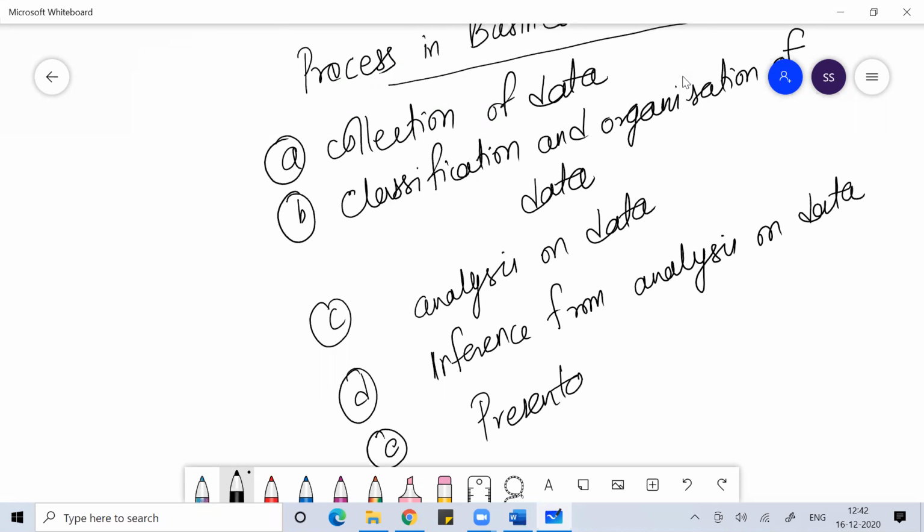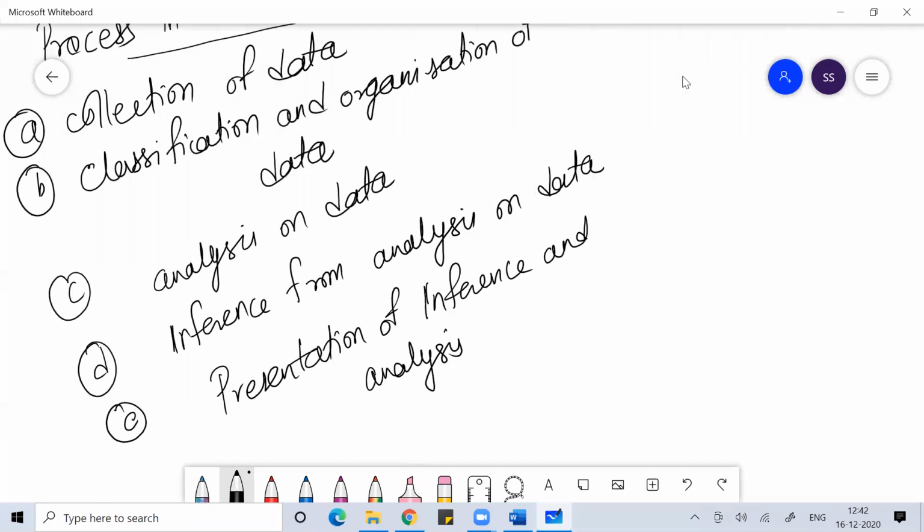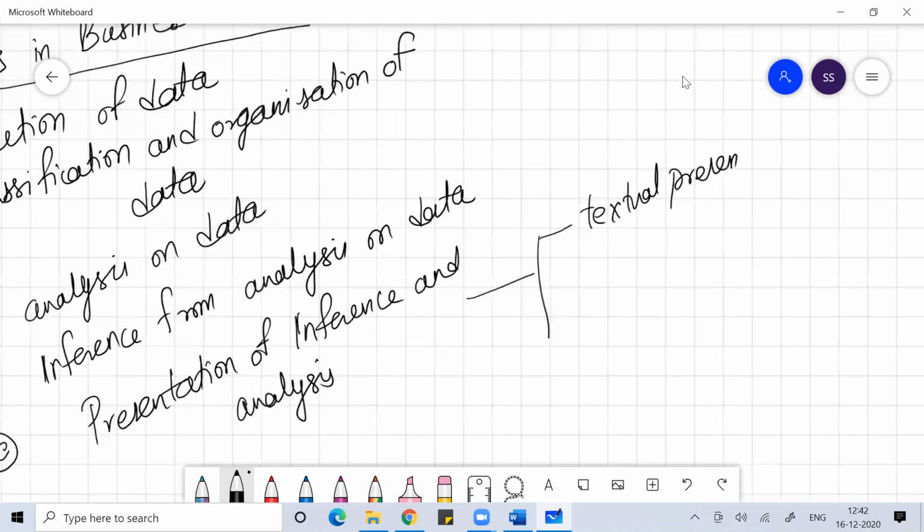Then the next part is called presentation of data: the presentation of the inference and analysis. When we talk about the presentation of data, in the last class we were discussing the presentation part. It can be textual presentation. We talked about textual presentation.